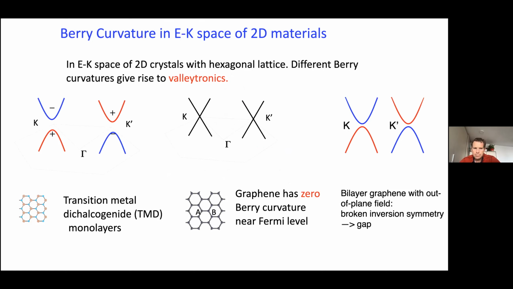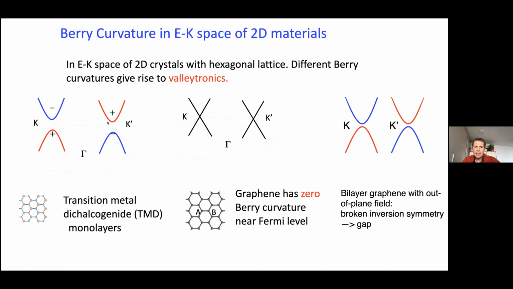One example here is transition metal dichalcogenide. In color here, I represent this Berry curvature. And you can see that this actually changes sign. So for electrons, it's the opposite sign from the holes. But also if you go to a different valley, it also changes sign.